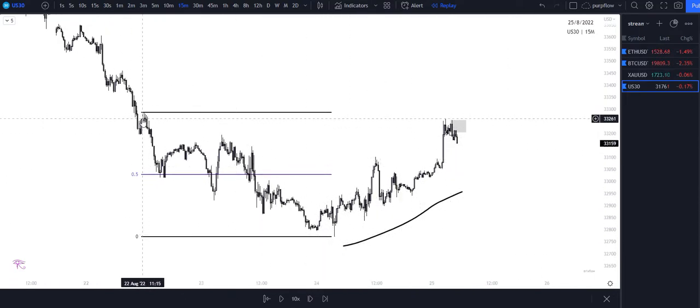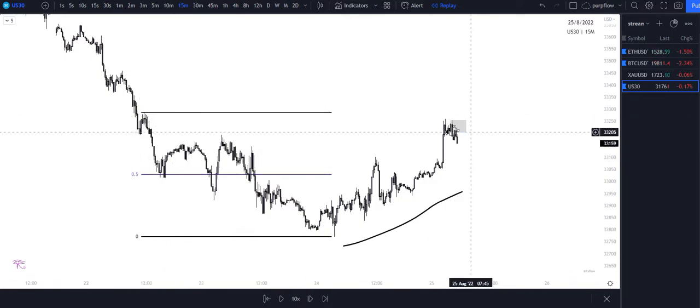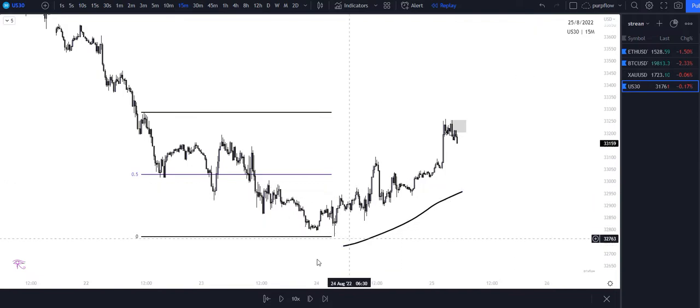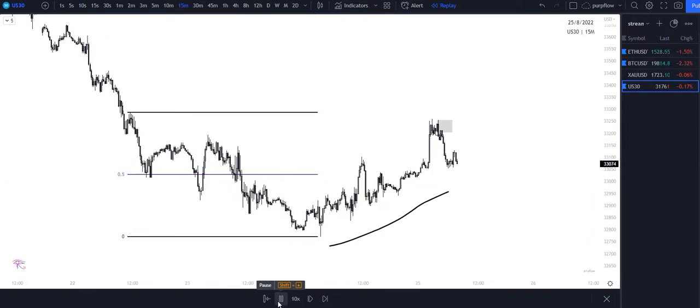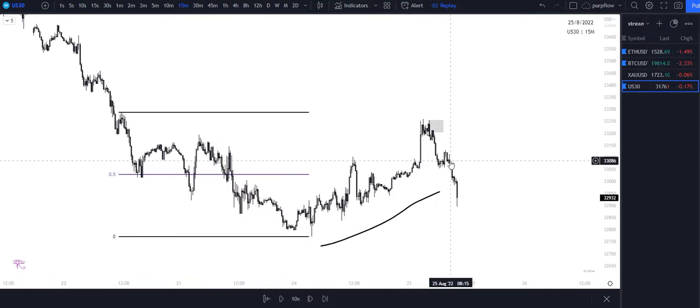Why? Now that we have mitigated this area of supply, we are within premium. We have taken out all the early shorts and we have introduced supply. We can now take this trade to the downside. So it mitigates your area of supply, starts to move lower.